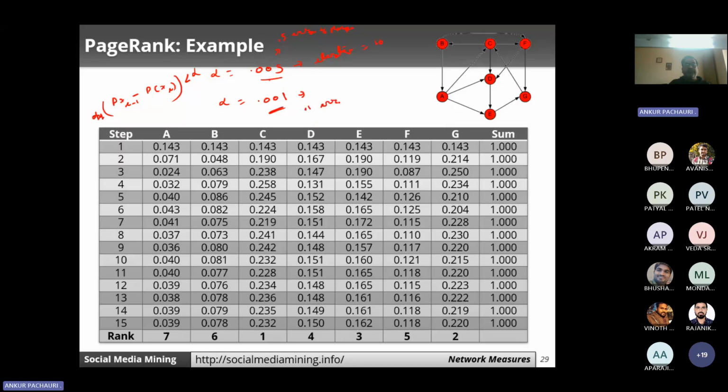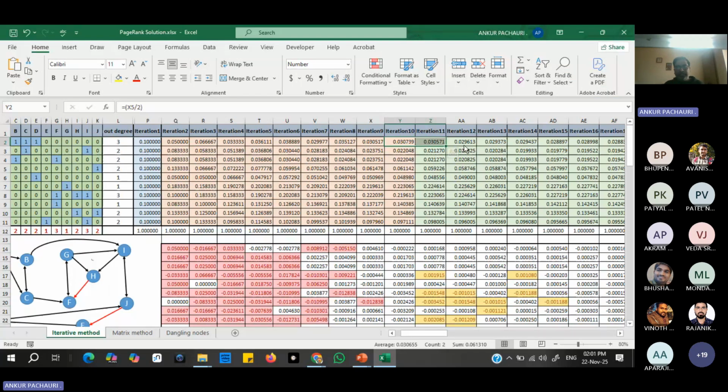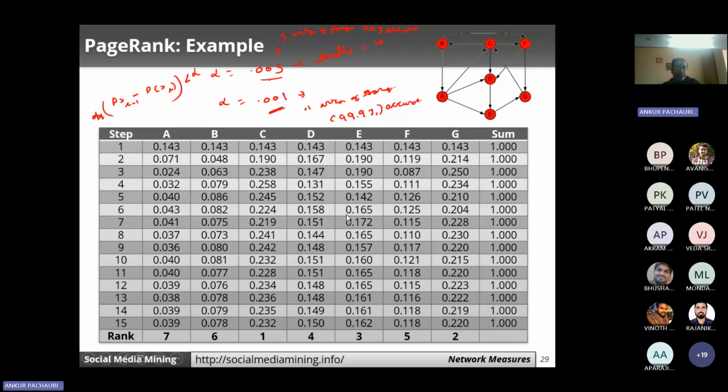0.1% error margin means 99.9% accuracy. Here, 0.5% means 99.5% accuracy. Ultimately, it is accuracy, right? How accurate your results are. So a lesser alpha means more accuracy, which means the error margin is less.